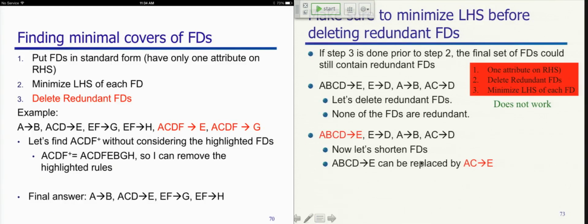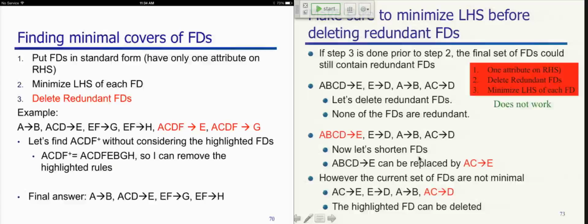However, that is not the case, because now if you look at this, this rule can be deleted and you'll still keep all the closures. Alright, so just a word of warning that the order of the ways that you do the steps matters when you're finding minimal cover. Any questions?